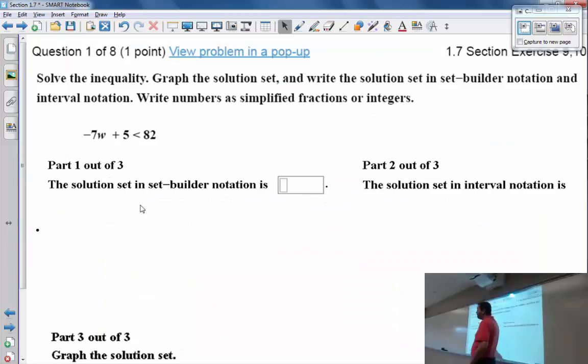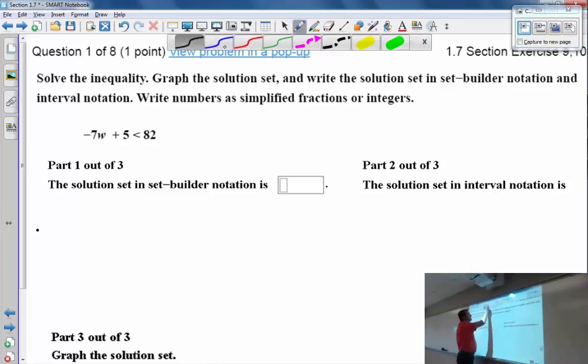It says first solve this. Solve means, if I need to replace the word solve by another one, isolate. We got to isolate the W. I think we've done this question last time, but I just flipped the numbers, so it's kind of a new one. So let's remember how we do this again.